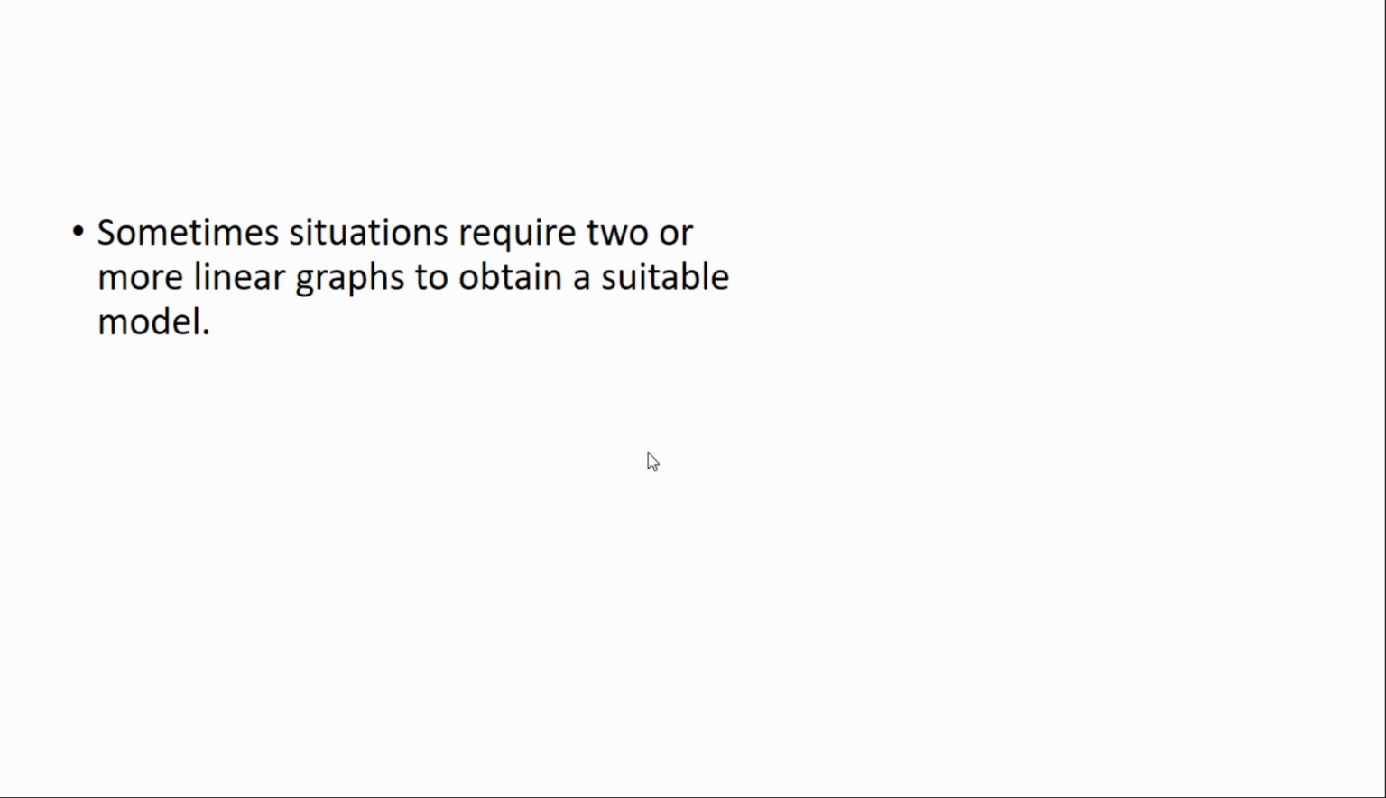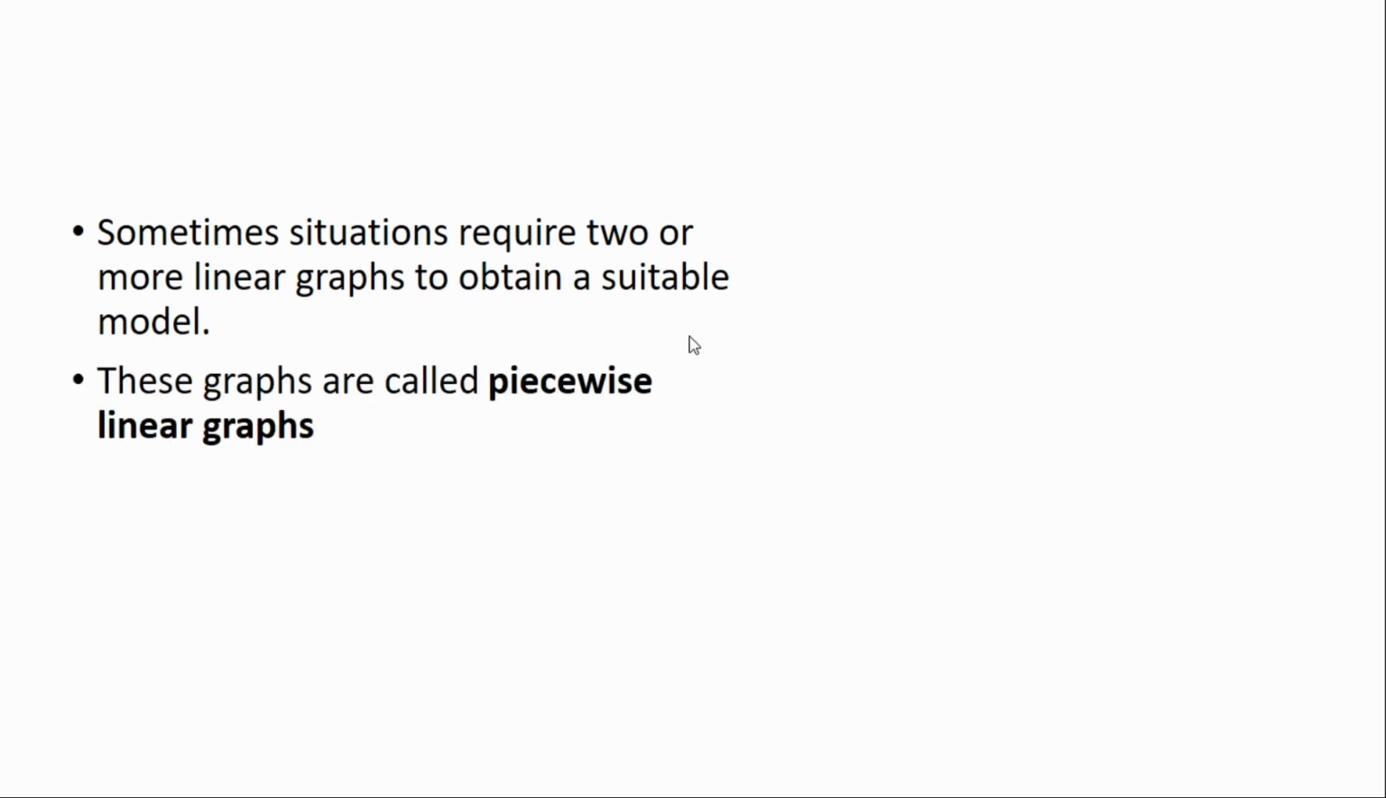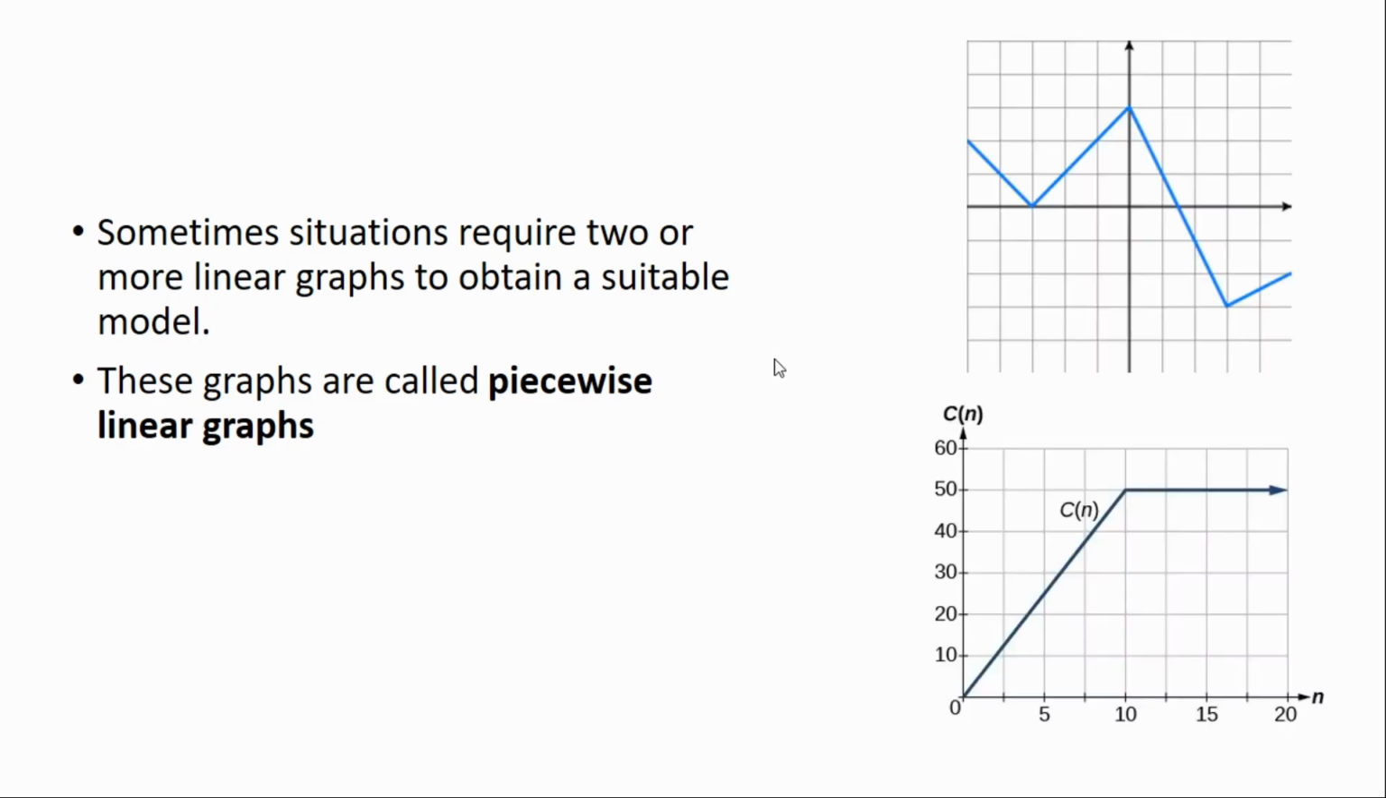So in some situations, you'll require two or more linear graphs to obtain a suitable model, and these graphs are called piecewise linear graphs. Some examples on the right here are what they might look like. On the bottom, that's just two linear graphs. And over here, I've got 1, 2, 3, 4 linear graphs combined. They're called piecewise linear graphs because they're pretty much little pieces of different linear graphs. So that's what they are.